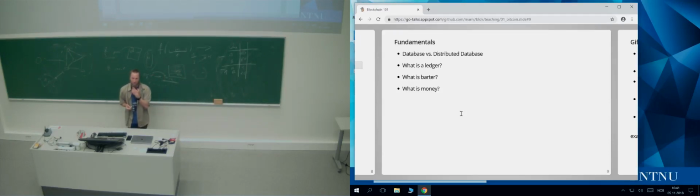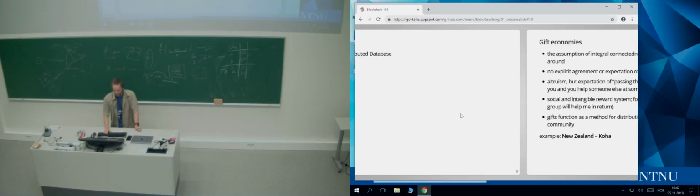What is barter? Yeah, that's correct. What else can you use barter for? For trading. So you can use some physical item to trade for another physical item, right? Without the use of money. And then we have money. So what is money? We will spend a little bit of time discussing it.